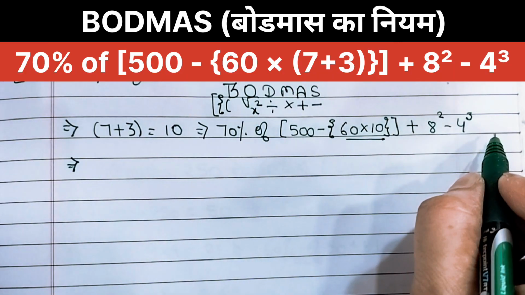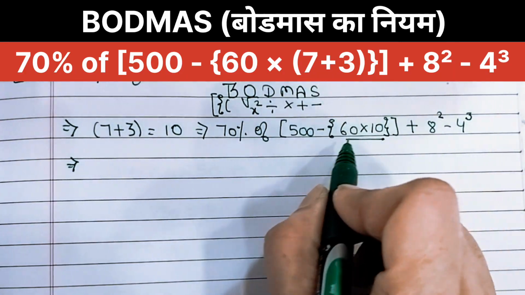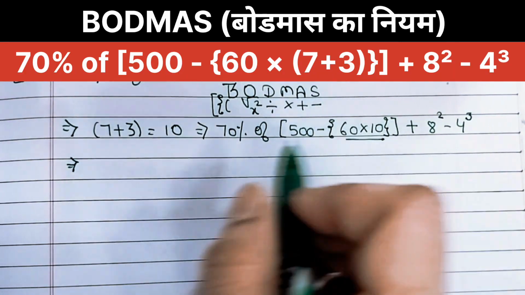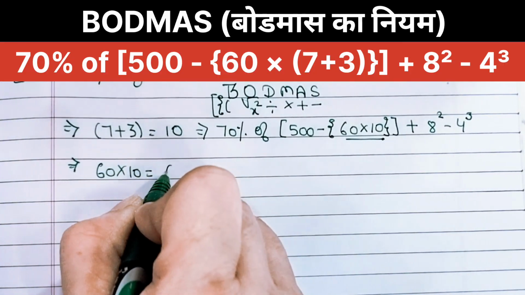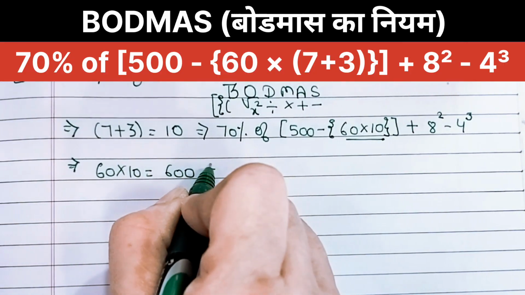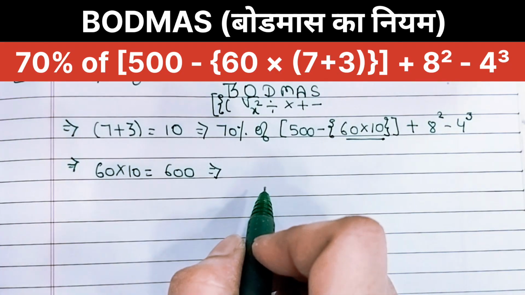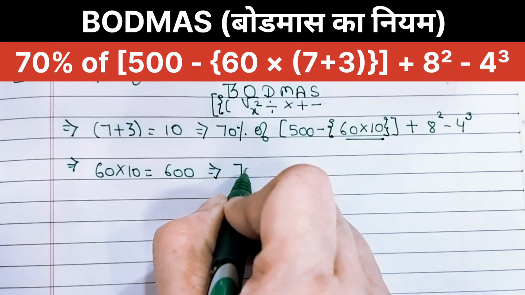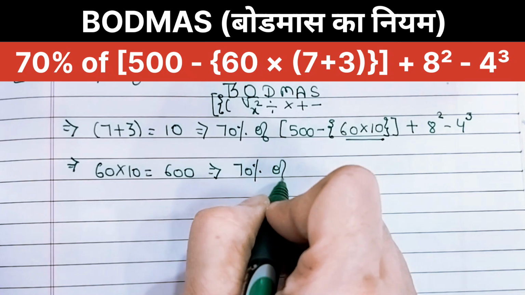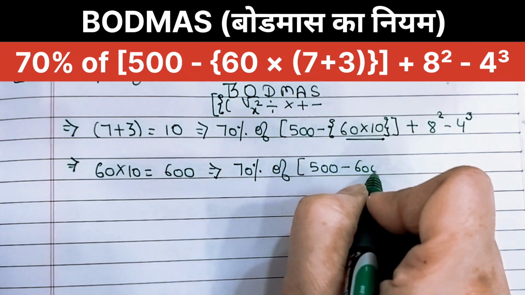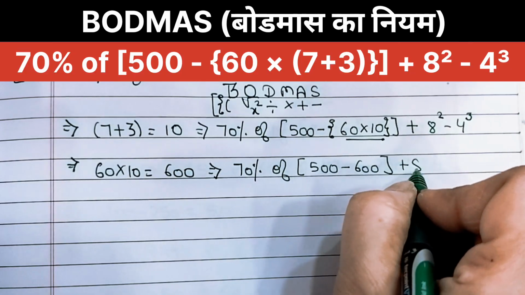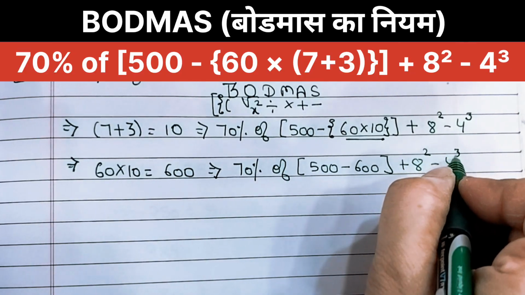So now the current expression becomes, according to the second step, we solve the curly braces. According to the curly braces, we just multiply the digits and after multiplying we get 600. According to this step, move outward to the next set of brackets, and the current expression becomes 70% of square bracket 500 minus 600 square bracket, plus 8 square minus 4 cube.